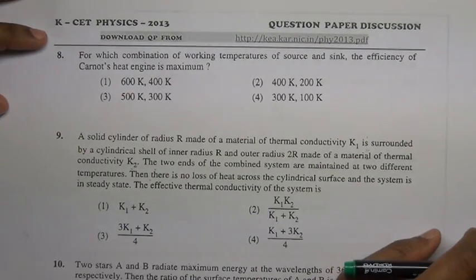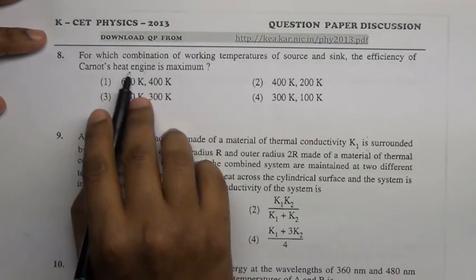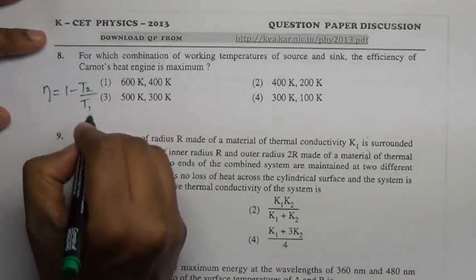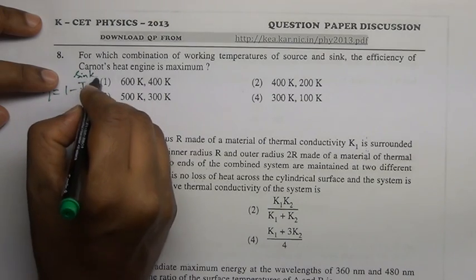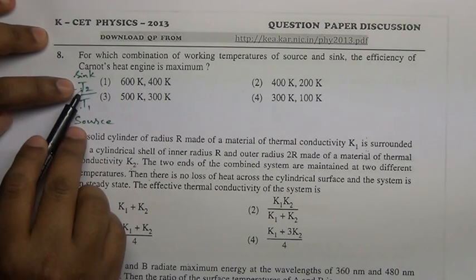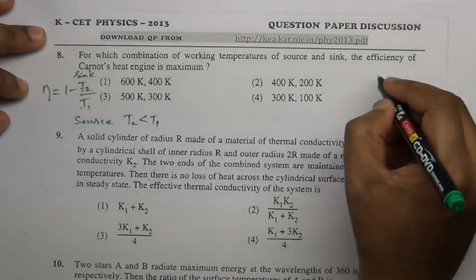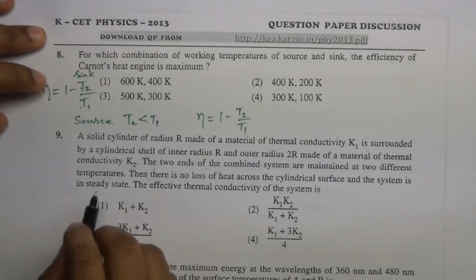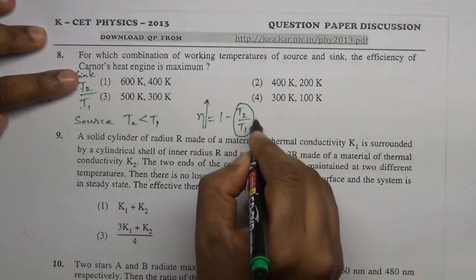For which combination of working temperatures of source and sink is the efficiency of Carnot's heat engine maximum? Efficiency is given by 1 minus T2 by T1. These two must be in Kelvin, where T2 is the temperature of the sink and T1 is the temperature of the source. The temperature of the sink is always less than the temperature of the source. Efficiency is maximum means this ratio should be minimum.